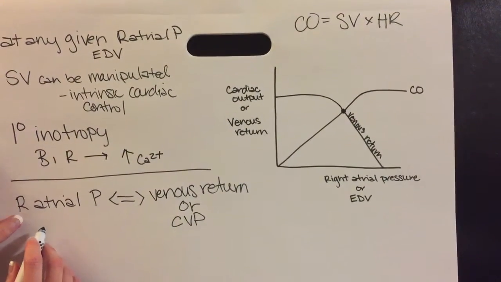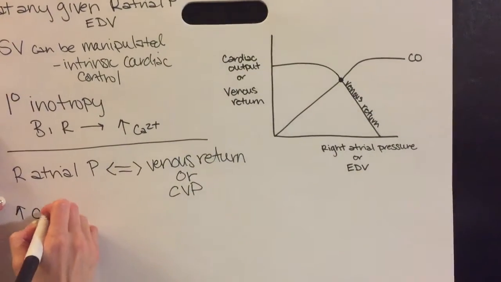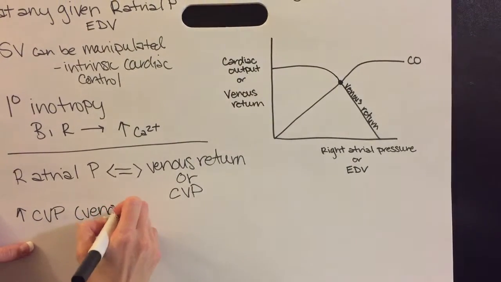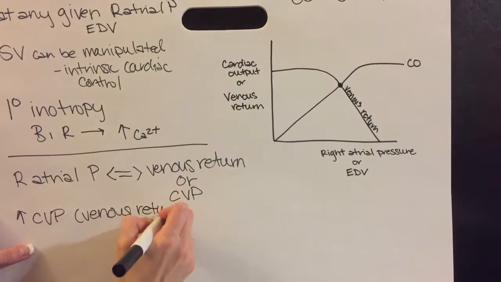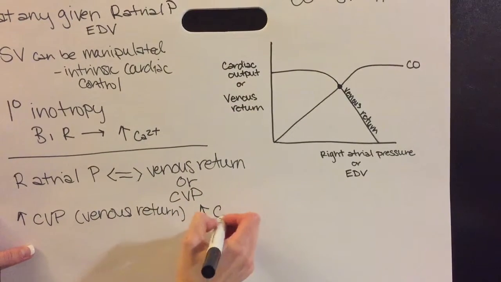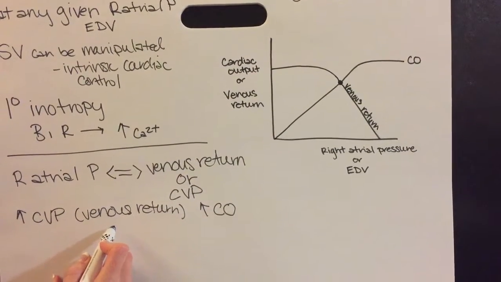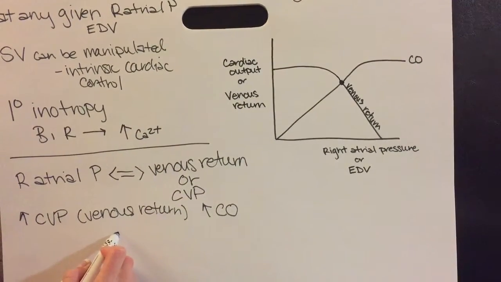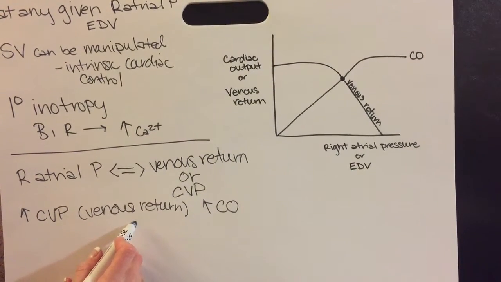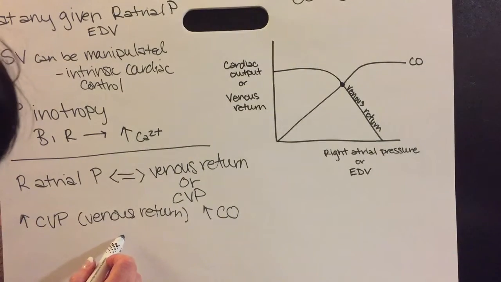So by this thought process, increasing our CVP or our venous return will increase our cardiac output. That's the preload portion of the Starling effect. If you increase the volume and the stretch on the myocytes up to a certain plateau, you'll increase the amount of blood that the heart will pump out, increasing our stroke volume.